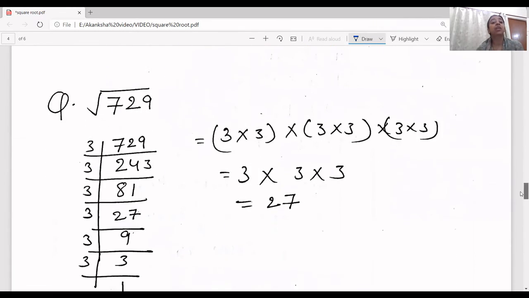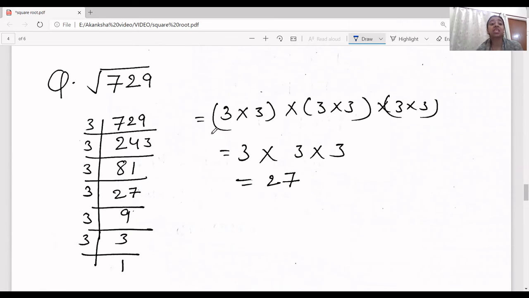Again, similarly, let's do one more question, 729. Now, prime factorization for 729. When you divide, you have to first find out if 729 is divisible by 2, because 2 is the first prime number, right? No, it is not divisible by 2. Is it divisible by 3? Yes, since the digit sum is a multiple of 9, it is divisible by 3.